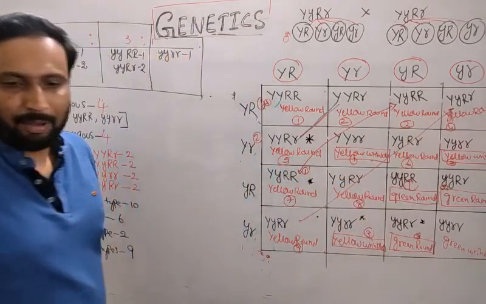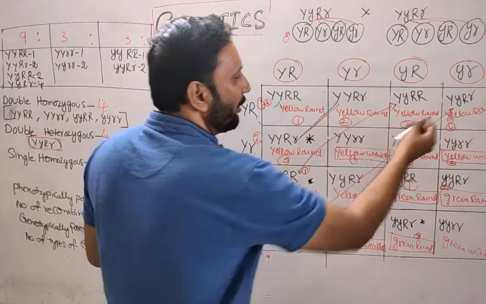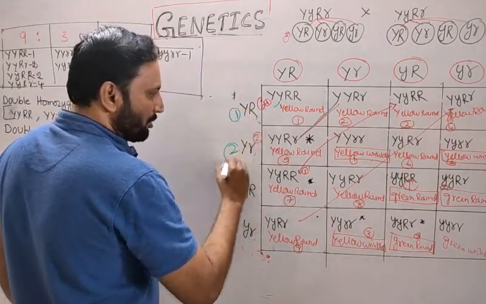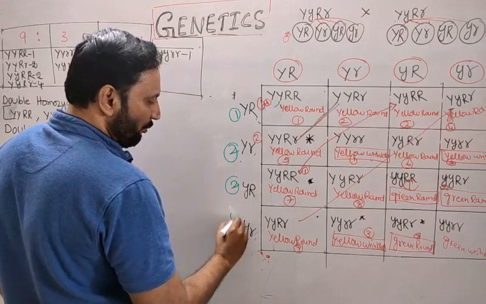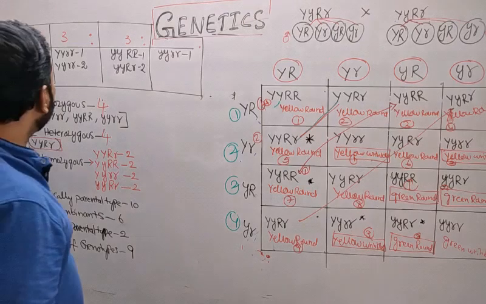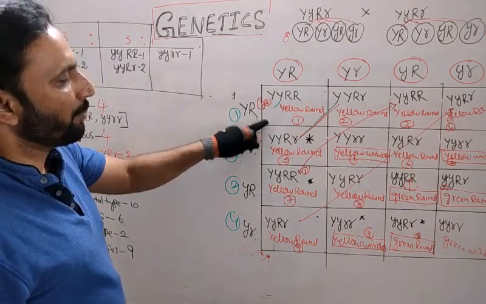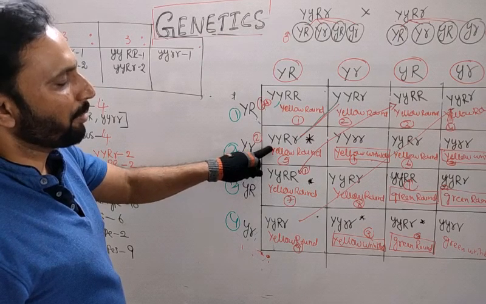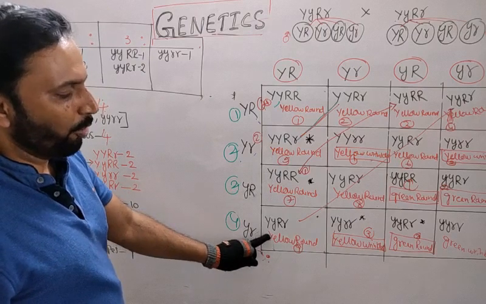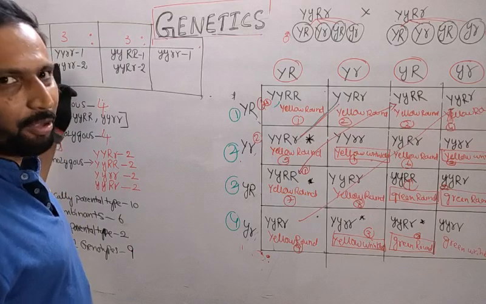Look at here. Capital Y, small y, capital R, small r. All 4 are there. So the ratio 1:2, 2:4. Yellow round genotypic ratio is 1:2, 2:4. 1 is capital Y, capital Y, capital R, capital R. 2 capital Y, capital Y, capital R, small r. 2 capital Y, small y, capital R, capital R. 4 are capital Y, small y, capital R, small r. So that is the genotypic ratio of yellow round.